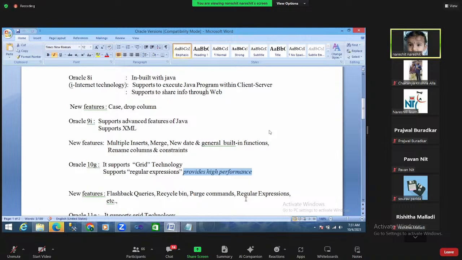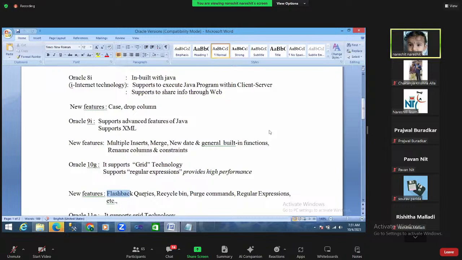Okay, guys. We'll discuss regular expressions in our course content. So in Oracle 10G, the new features are flashback queries, recycle bin, purge command, regular expressions. That's it.